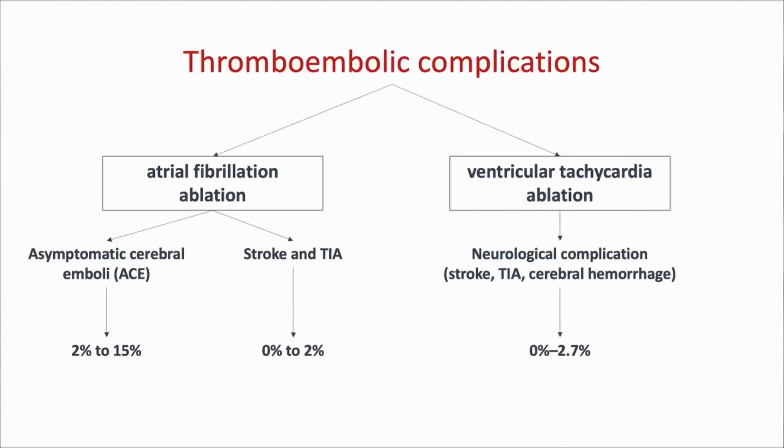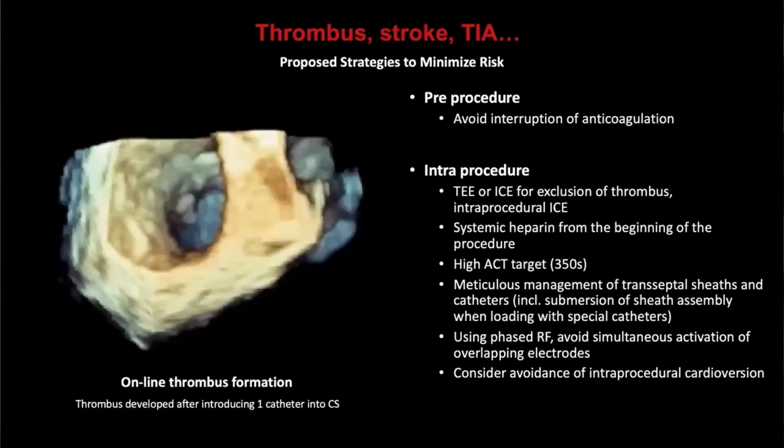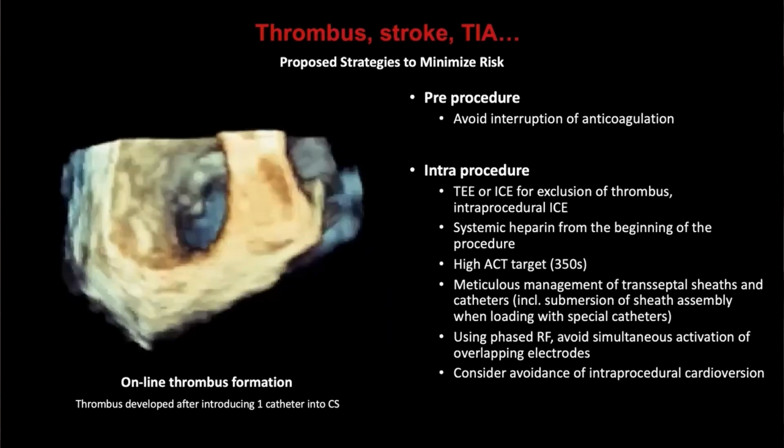Thromboembolic events are another serious complication with a relatively higher incidence in atrial ablations, between 0 to 2%, a little bit higher in ventricular tachycardia ablations, 0 to 2.7%. The basic measure to prevent thromboembolic events is an adequate anticoagulation regimen before, during, and after ablations.